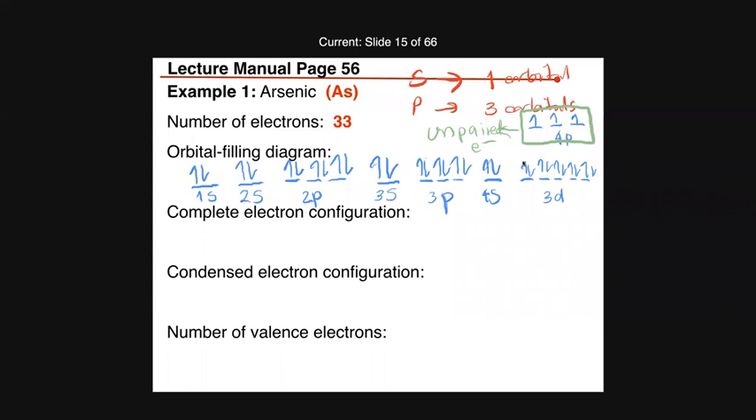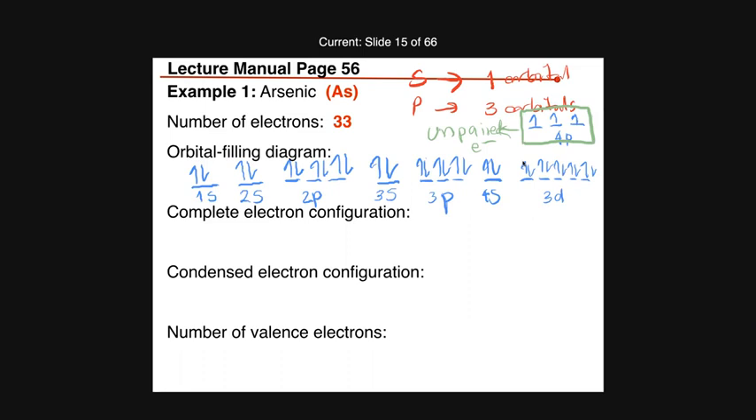Okay. All right, so the complete electron configuration, how can we write that? Complete electron configuration is when you actually tell the number of electrons in each subshell. You don't need to write how the electrons are filled in. You just need to tell how many of them there are, right?